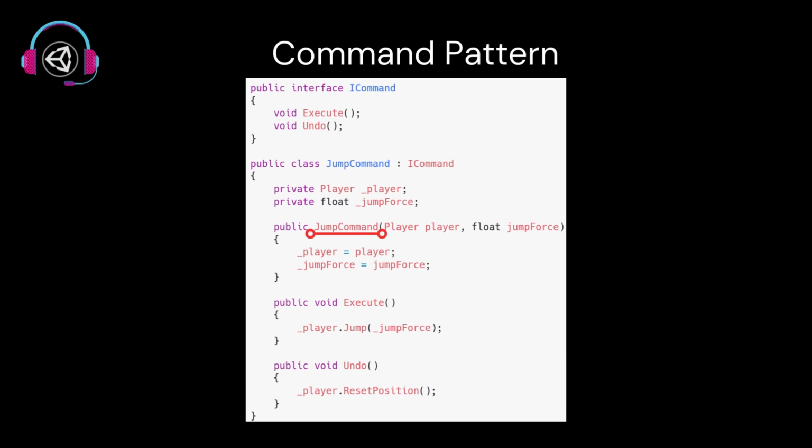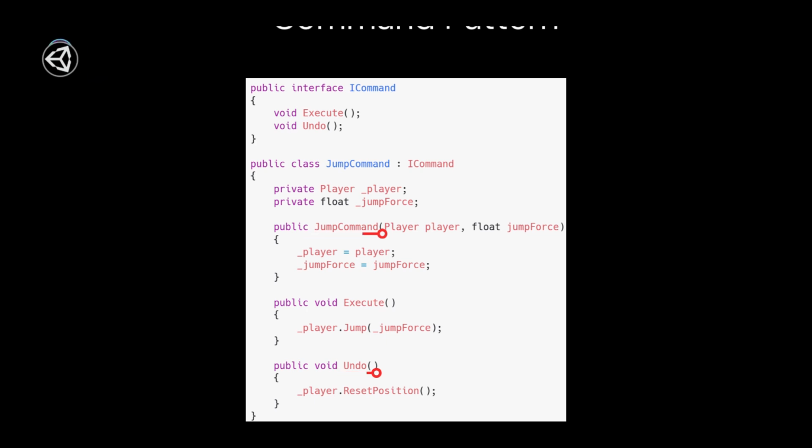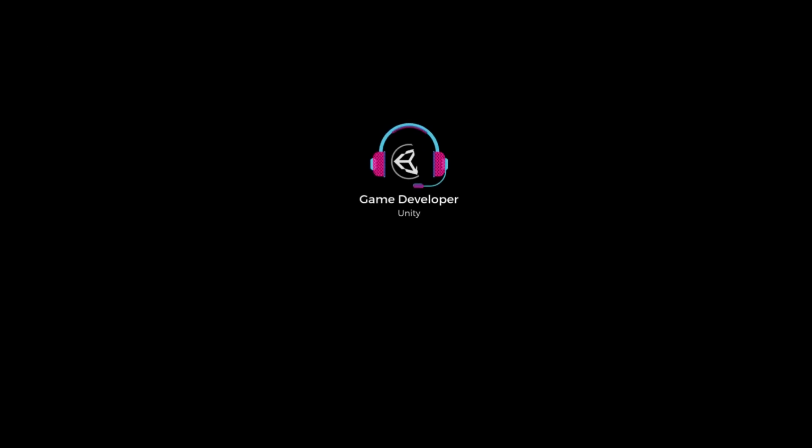The player can perform a jump action, and if we want to allow for undoing that action, we can just call the Undo method on the command object. This helps you keep things modular, and also adds the flexibility to change or extend your game interactions later without affecting the entire codebase.